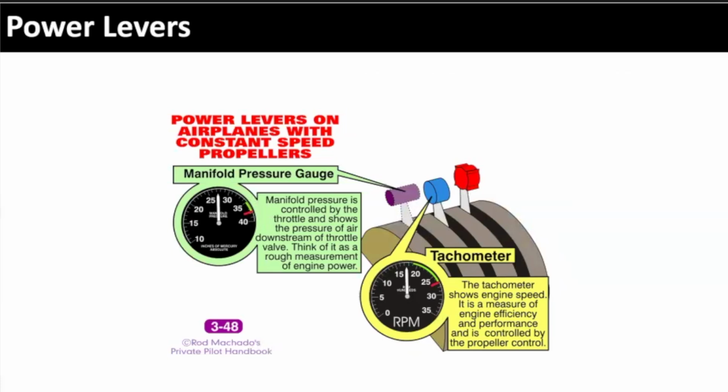The one thing I want to indicate here: we have an airplane with this configuration. We talked about airplanes with a fixed pitch propeller. They've got an RPM gauge, just a tachometer. When you get into this configuration, you have the RPM gauge, the tachometer, and manifold pressure.